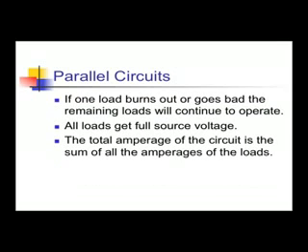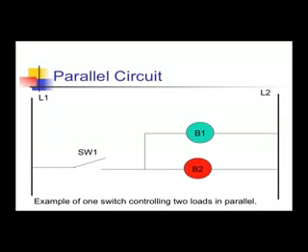Parallel circuits are more common in the industry for loads. These are the circuits that do the work. All loads in a parallel circuit receive full source potential. That's voltage. Parallel circuits exist when the circuit has more than one load, but none of the other loads receive voltage from another load. If one load burns out or goes bad, the remaining loads will continue to operate. All loads in a parallel circuit get full source voltage. The total amperage of the circuit is the sum, or add up, all the amperages of all the loads.